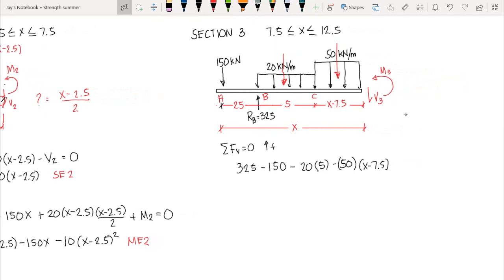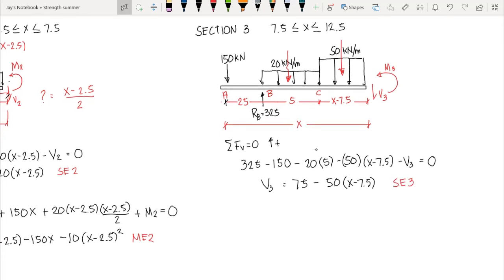And then we have the internal shear here, that is V3 acting downwards. We have the internal shear 3, and this equals 0. So we have our shear equation 3. If we combine all these constants, we have 75 minus the remaining, which would be 50 times x minus 7.5. Okay, and this is our shear equation.